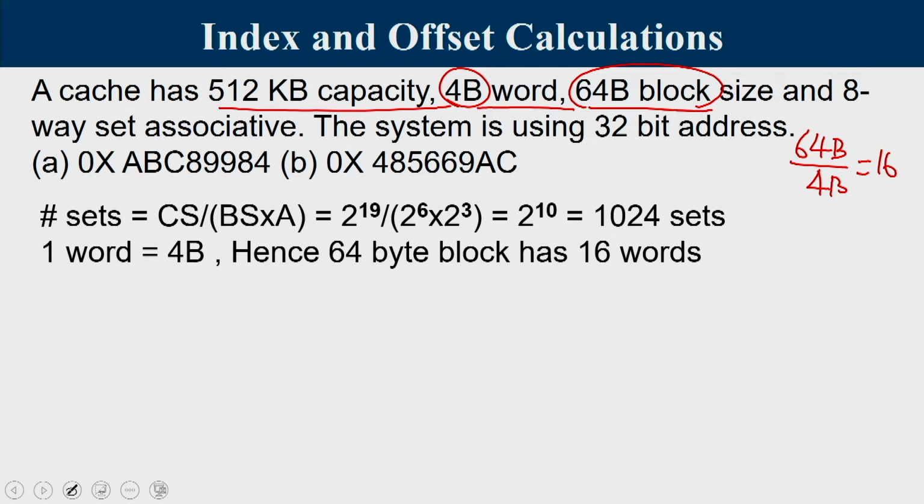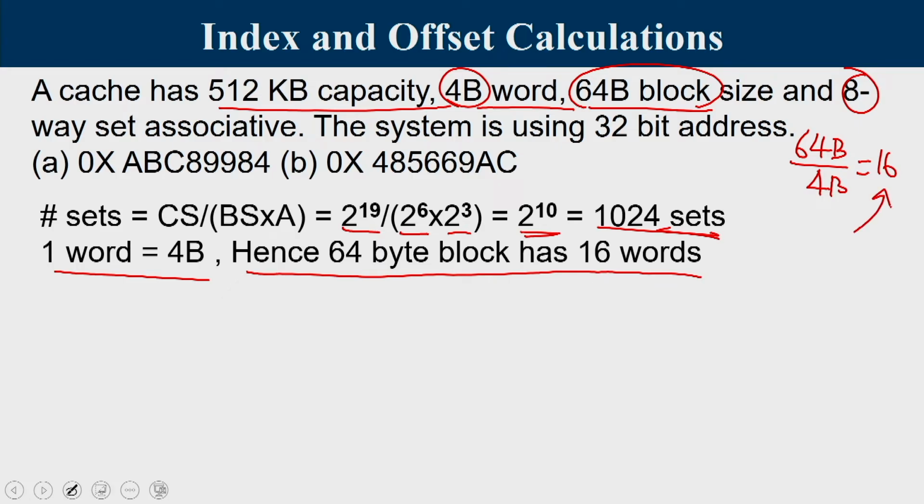Here cache size is 512 KB, 512 is 2 power 9 and K is 2 power 10. So, 2 power 19, that is your 512 KB. Block size is 64 bytes, so it is 2 power 6. And associativity, it is an 8-way associative cache, so it is 2 power 3. So, we will get 2 power 10 sets. This particular cache has 1024 sets in it. It is mentioned that one word equals 4 bytes. Hence, a 64 byte block can accommodate 64 bytes divided by 4 bytes, 16 words. That has been shown in our previous calculation.